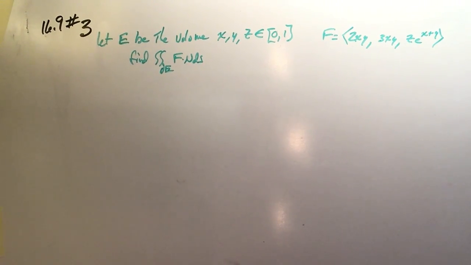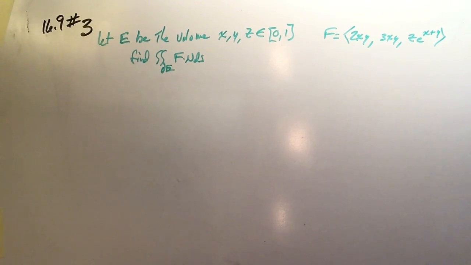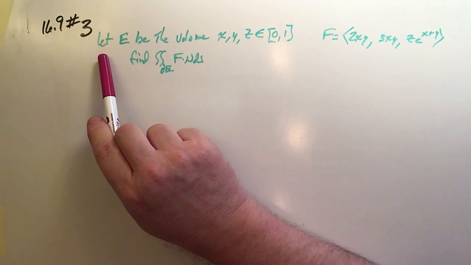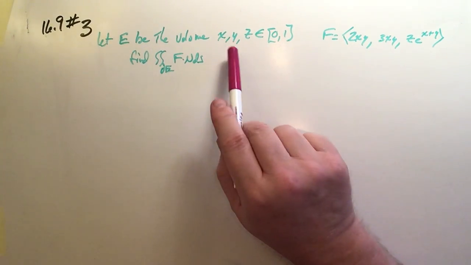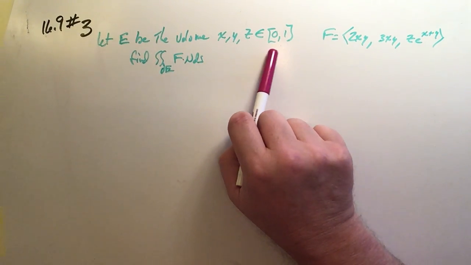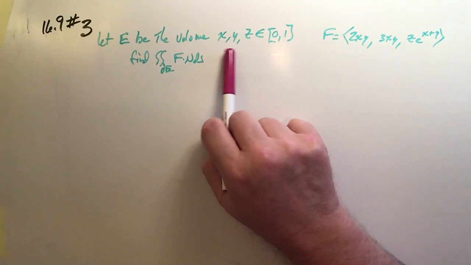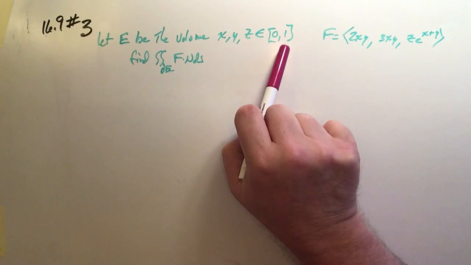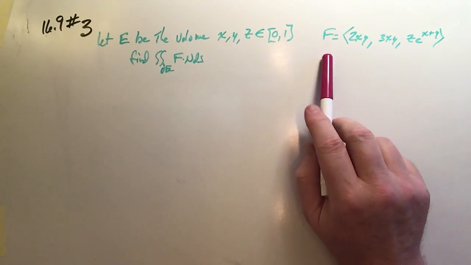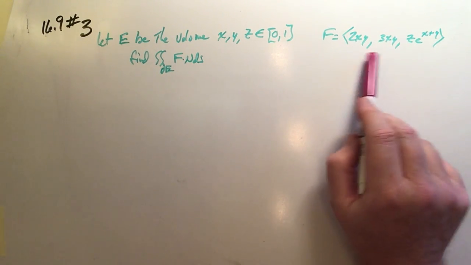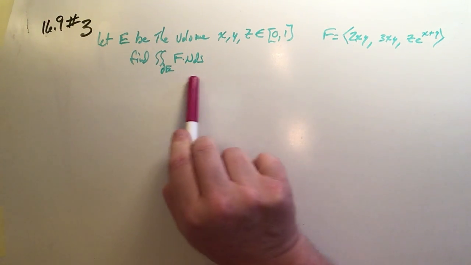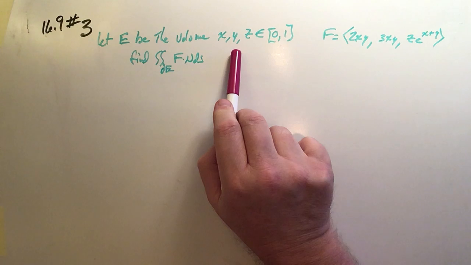This is 16.9, question number 3, the second of our divergence theorem problems. And this is another one where really volume comes in handy. They say let the volume be x, y, z between 0 and 1. So basically we've got a cube that starts at the origin and ends in the first octant at 1, 1, 1. Our function is this guy. It's okay in the x and y, but it's a little messy in the z. And then they want us to find the flux through all these surfaces.